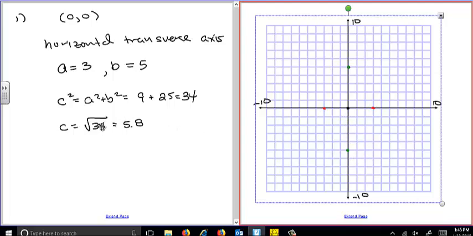And the foci are along the transverse axis at 5.8. 1, 2, 3, 4, 5.8 this way, and 1, 2, 3, 4, 5.8 that way. And so we draw our box, like that.